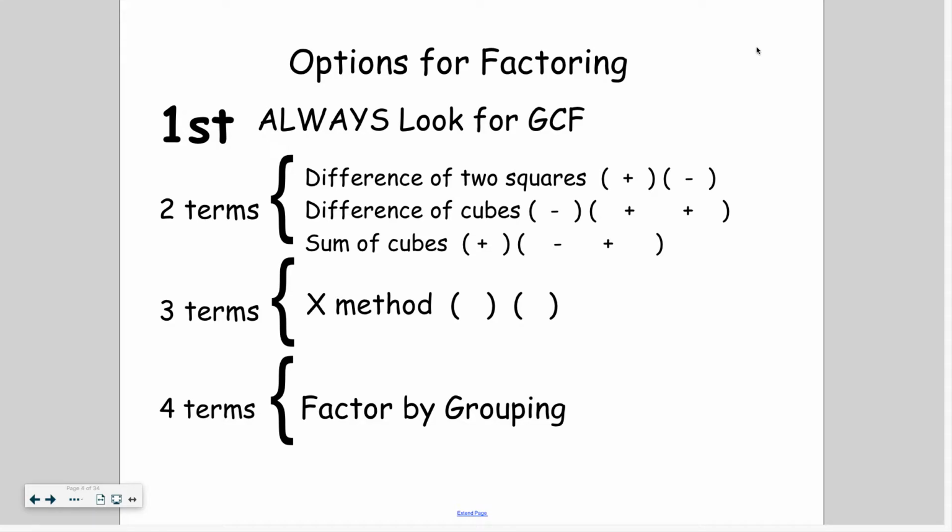If there's three terms, you have the X method. You can also put in there quadratic formula. The only problem with that is if you have a negative under the square root, it's not going to solve for you. So you have to do that by hand. And of course, if you have four terms, there is the grouping.